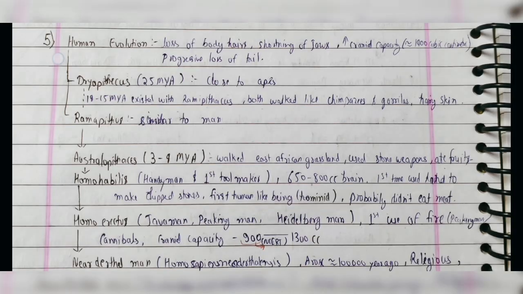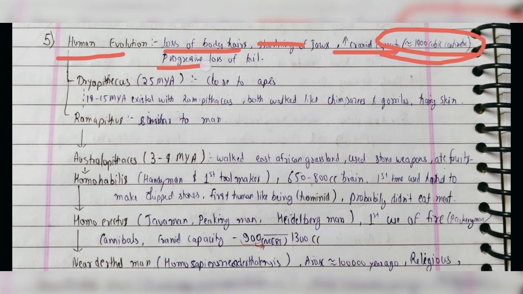And the last and the most important part of this chapter is human evolution. Human evolution involves many things like loss of body hair, shortening of jaws, increased cranial capacity, which is approximately 1400 cubic centimeters at the current time, and the progressive loss of tail.